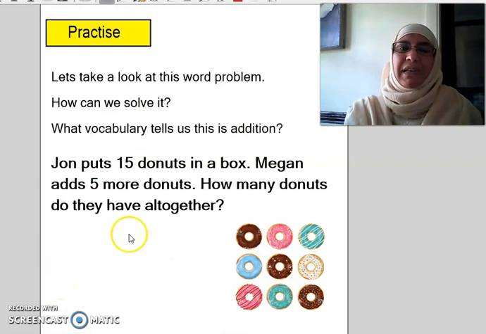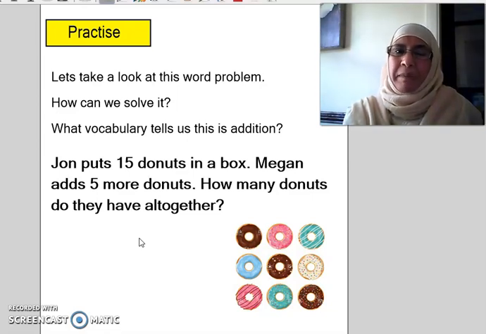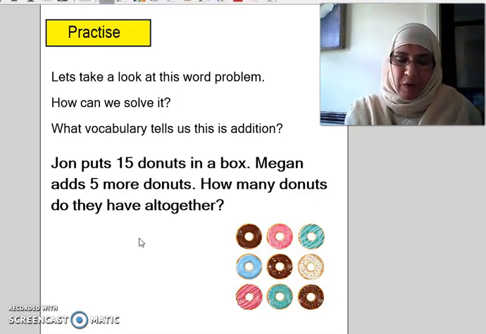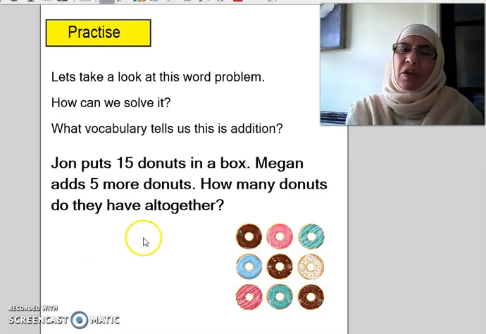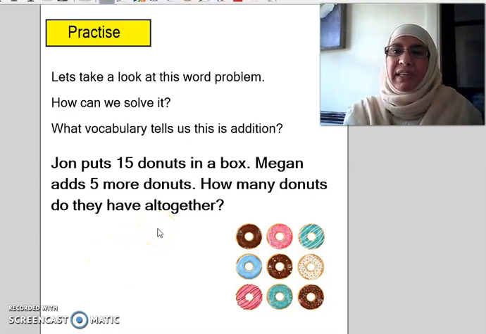Right, let's just have a practice at this word problem. How can we solve it? What vocabulary tells us this is addition? Now, think about the words that we were looking at before that mean the same as adding. John puts 15 donuts in a box. Megan adds 5 more donuts. How many donuts do they have all together?